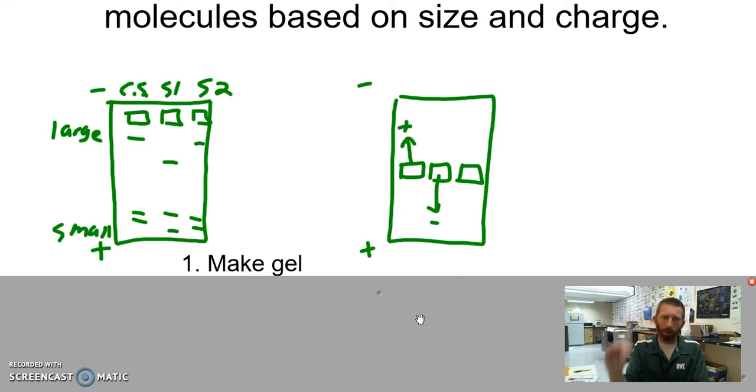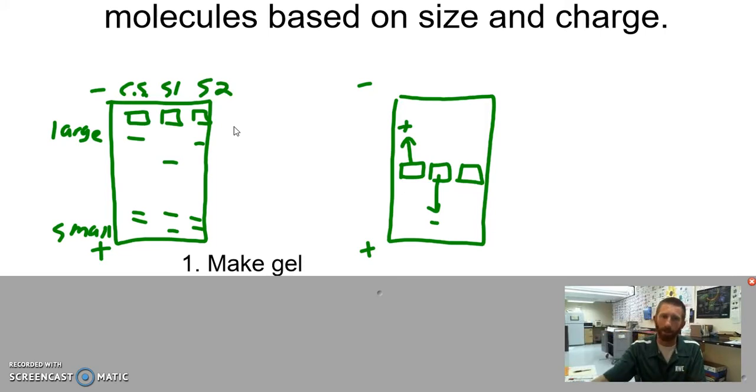So we're going to go through this step by step. Step number one, make gel. Basically you're just making Jell-O. You're adding like a sugar, and then you're heating it to boiling, and then you're letting it cool. And we can put wells. So when we cast our gels, we have a little thing called a comb that we can stick in there, and then the liquid goes around the little tines of the comb, and it makes wells.